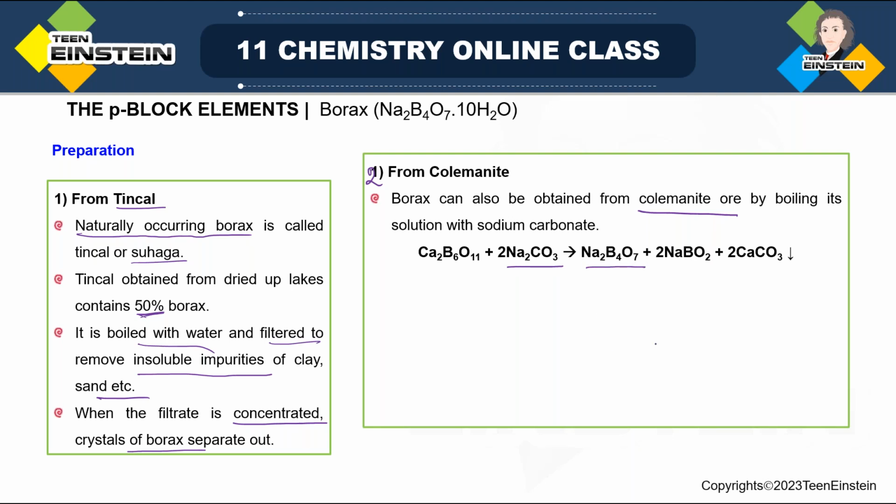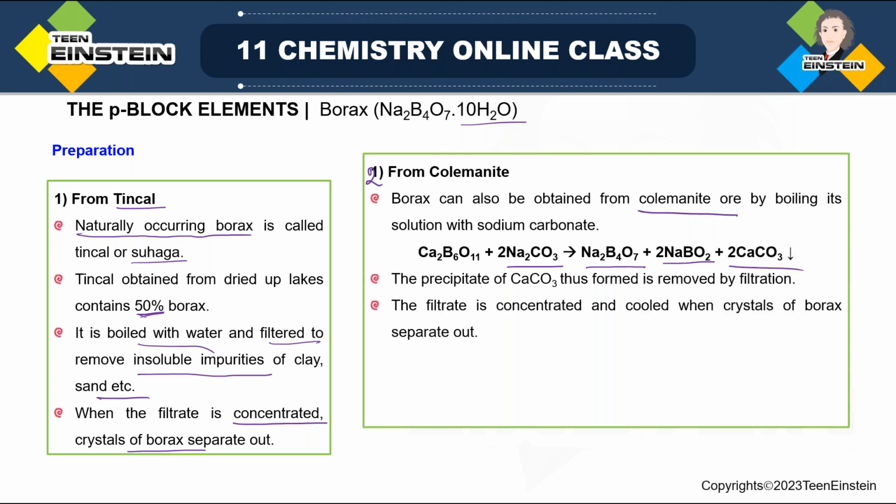Remember, when we represent an equation, mostly we do not write the water molecules. It is only Na2B4O7. This part is written, not the water part. 10 water molecules not written. So we are getting borax, and we are also getting another boron compound, which is NaBO2. And calcium carbonate, as it does not have any solubility, it will remain in the PPT form.